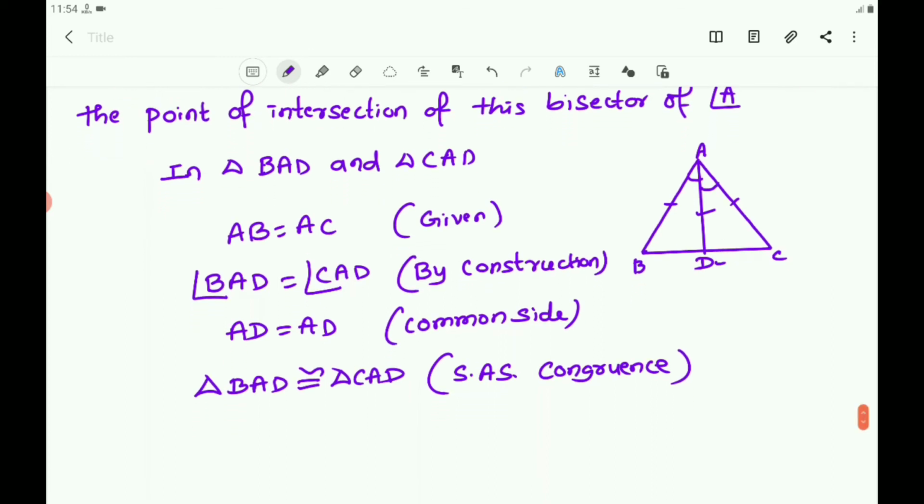Then directly you can write, therefore angle B equals angle C. Why? According to CPCT. They are the corresponding angles of the congruent triangles, corresponding parts of congruent triangles. Therefore angle B must be equal to angle C. So you got that angles opposite to the equal sides of an isosceles triangle are equal. Angle B and angle C are the angles opposite to the equal sides of the isosceles triangle ABC. We proved this.